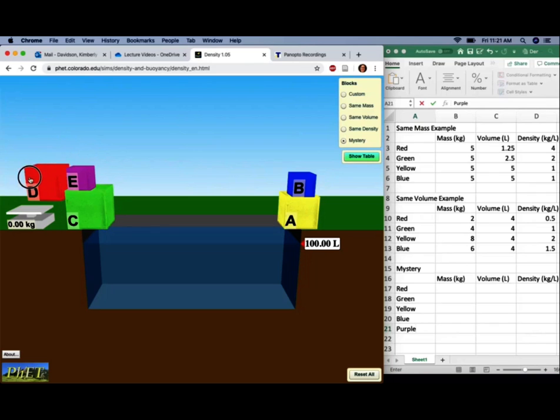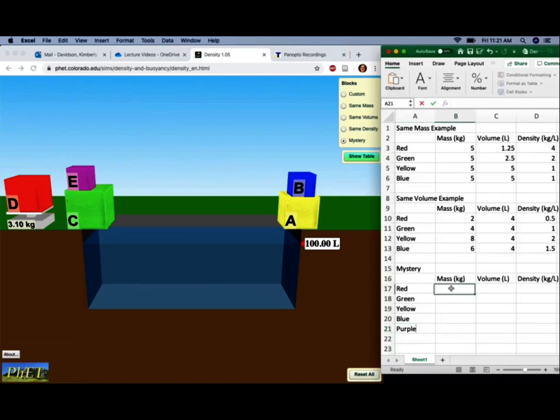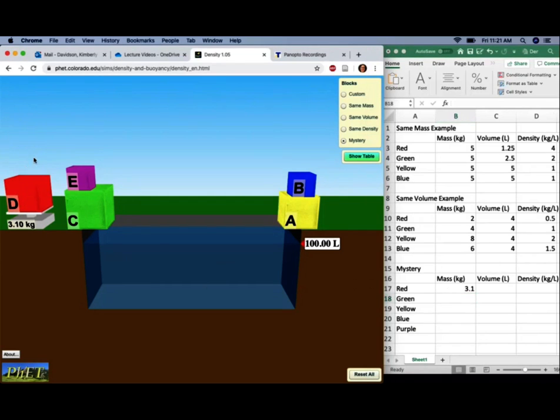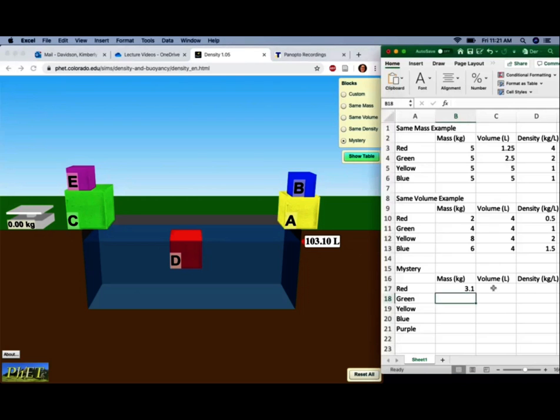So let's start with the red cube, and we're going to measure its mass using this balance off to the side. And the mass is 3.1 kilograms. Now let's determine its volume by placing it in this water. Okay, and we can see that the change was 3.1 liters. All right, so that is a pretty easy calculation. We're going to take 3.1 and then divide that by 3.1. So we should get a density of 1.